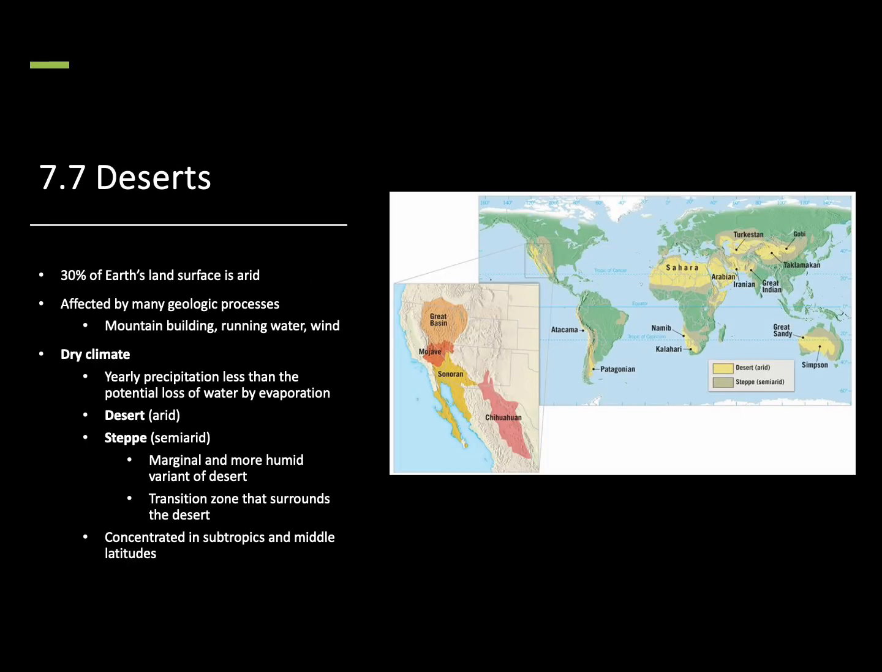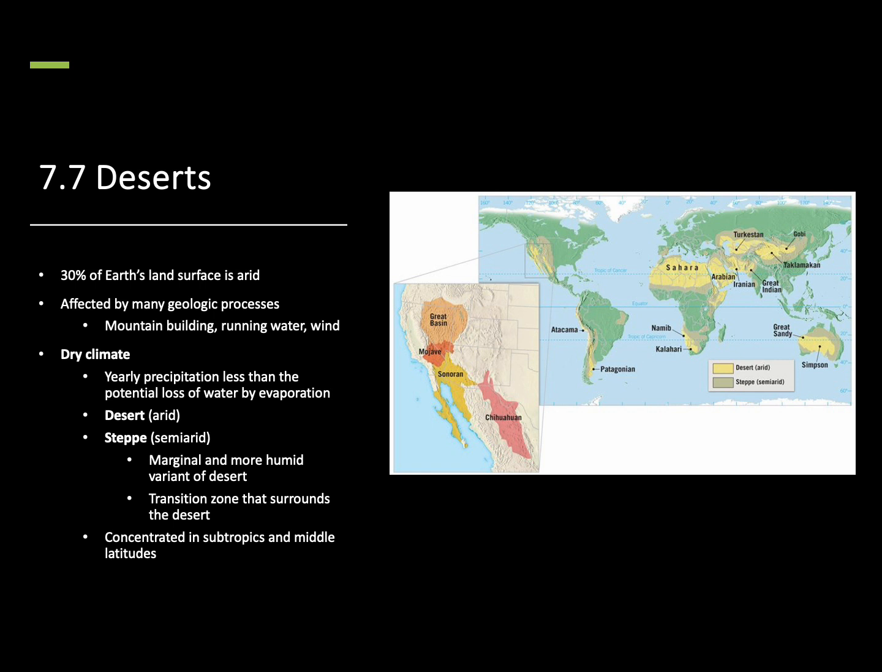When we look at where deserts are on our planet, we'll notice that they make up a very specific area. And this is due to the fact that they're influenced by a lot of different geological processes. Things like mountain building, having streams flowing, wind blowing, gravity pulling, etc. But overall, we see that about 30% of the land on Earth's surface is covered in these arid environments.